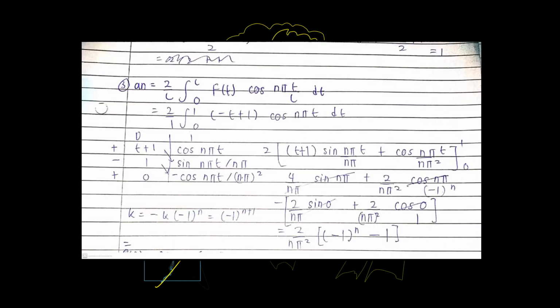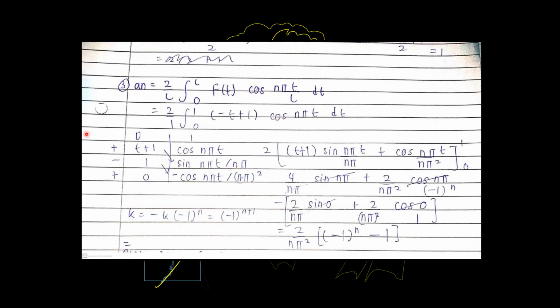Next, after we have calculated a0, we need to calculate an. The formula of an is 2 over L, integral from 0 to L of f(t) times cos(n pi t over L) dt. So we insert the equation, and it becomes 2 over 1, integral from 0 to 1 of (-t + 1) cos(n pi t) dt.